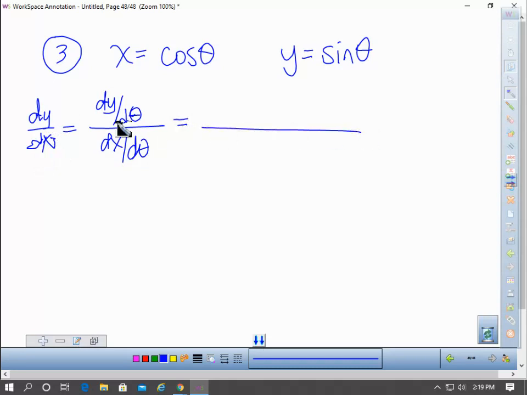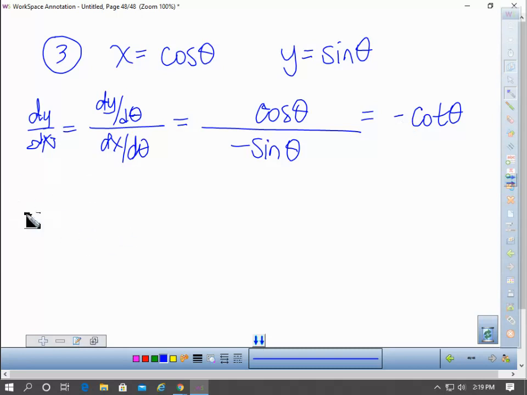So take the derivative of the y parametric equation first, in terms of theta. The derivative of sine is cosine. And then you're going to take the derivative of the x parametric equation in terms of theta. The derivative of cosine is negative sine. And then you know what cosine over sine is. That's cotangent. So this is going to be negative cotangent.